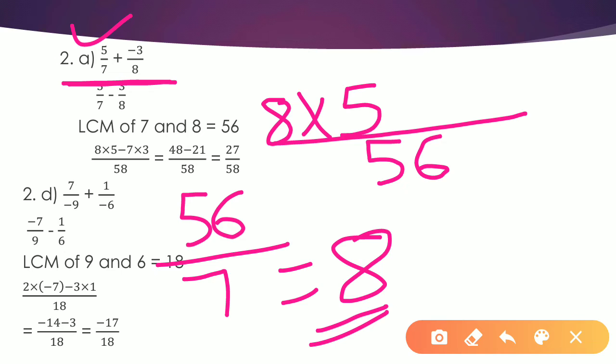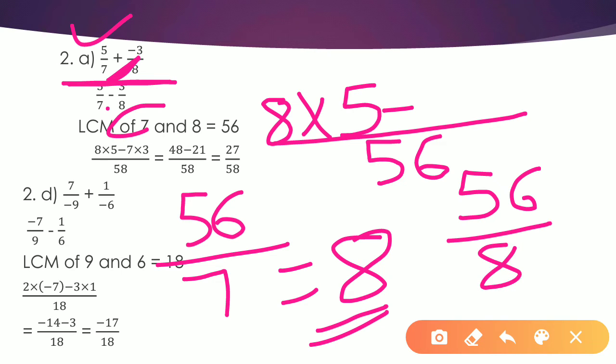After that, what is the sign? Here plus minus will become minus, like we have done in our previous question. So here write a minus sign. After that, again you do the same. Write the LCM 56 upon the denominator of the second rational number, which is 8. This will give you 7. Now multiply this 7 with the numerator of the second rational number, which is 3.